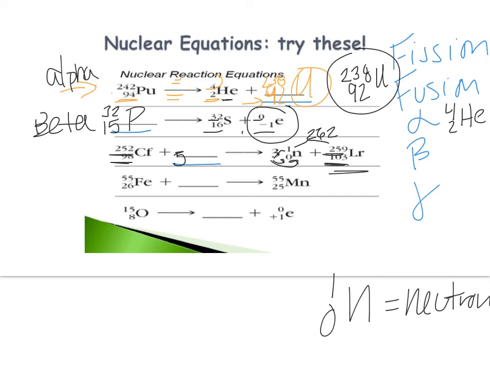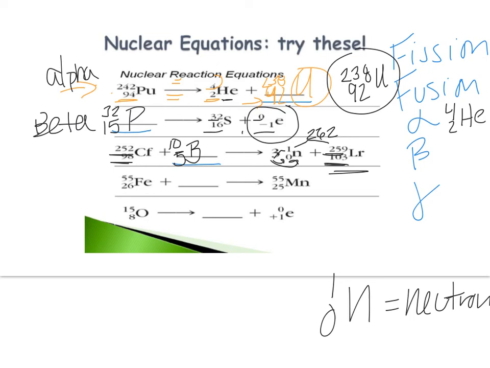So I need 252 plus something to equal 262. Well, that's going to be 10. So 252 plus 10 is going to equal the 262 total I have on the right side. Then I'm going to look at my periodic table and find that number 5 is boron. All right, so that's how I can fill that one in.